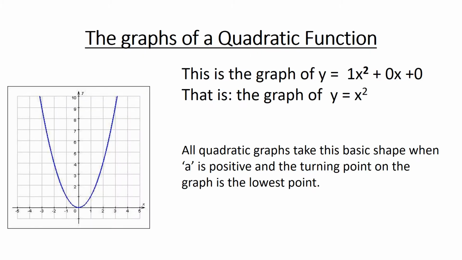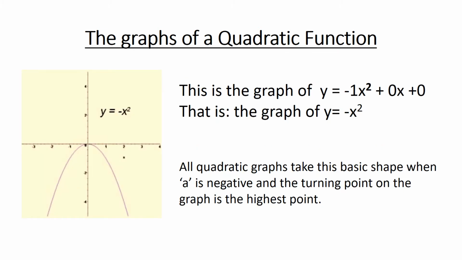So what does a graph of the quadratic function look like? Well, all quadratic graphs will take this basic shape when a is positive and the turning point on the graph is the lowest point. Remember, a is the coefficient of the term in x squared. So if the coefficient of x squared is positive, the graph takes this basic shape. However, if a is negative and the turning point on the graph is the highest point, then the quadratic function will take this basic shape in terms of its graph.